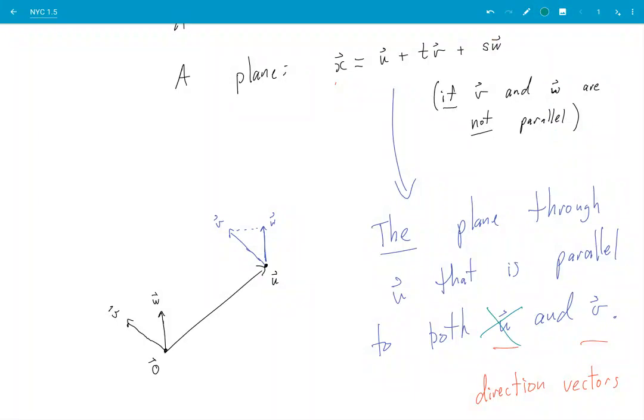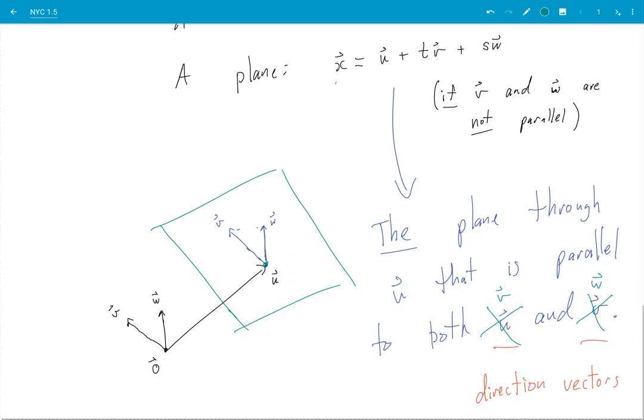What I meant to say here was, it's the plane, and you can imagine it as a flat piece of paper that goes like this. It contains this point, and it contains this triangle. So it's parallel not to U and V, but to V and W. Sorry, I screwed that up. So it goes through U, and it's parallel to these two vectors here. Okay, moving on.